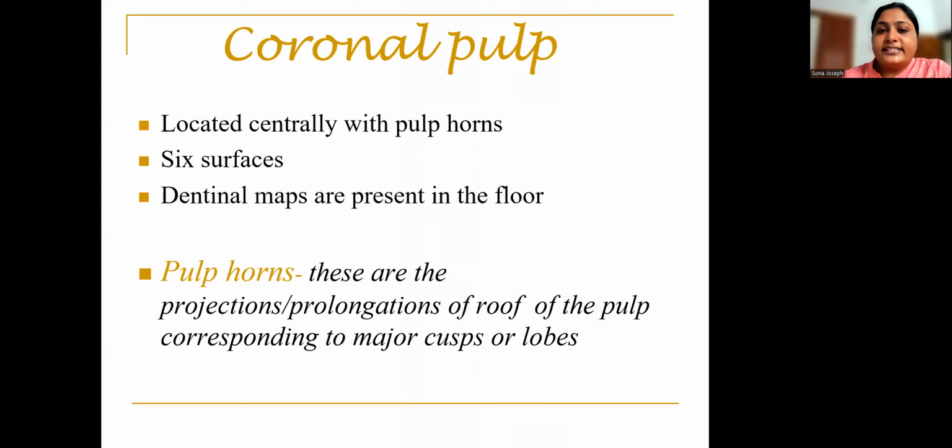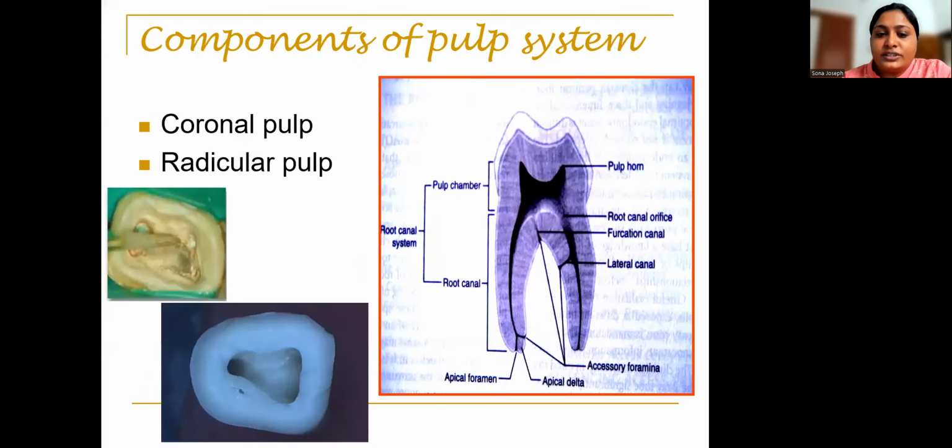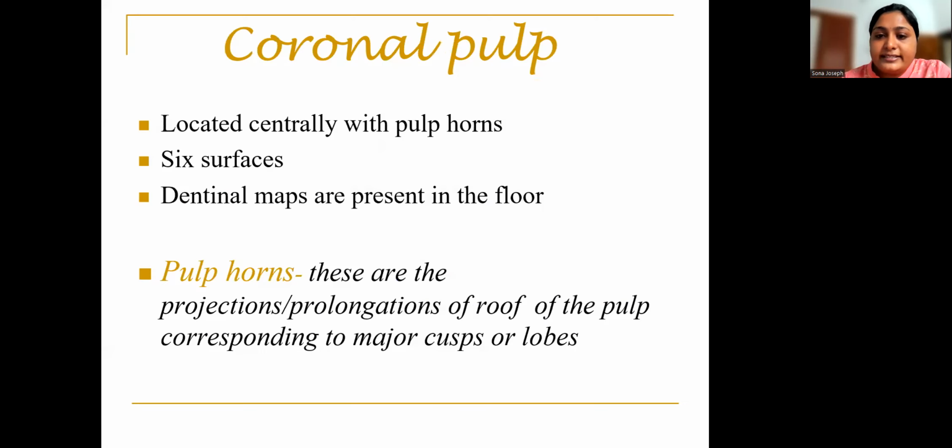Coronal pulp is located centrally with pulp cones. We have already seen the picture. There are 6 surfaces: roof, floor, and the 4 walls. Dentinal maps are present in the floor. In the earlier picture, you can see slight lines connecting one orifice to another, which is otherwise called the dentinal map. This can act as a guideline to find the orifice if you are missing some root canal. This will be dealt with in detail in the access cavity chapter.